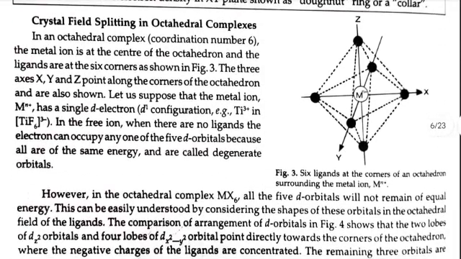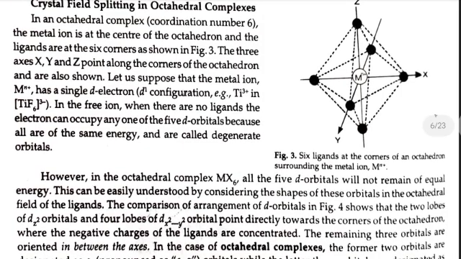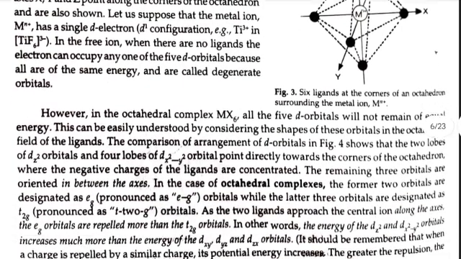Crystal field splitting in octahedral complexes. In an octahedral complex, coordination number 6, the metal ion is at the center of the octahedron and the ligands are at the 6 corners. The three axes x, y, and z point along the corners of the octahedron and are also shown. Let us suppose that the metal ion Mn+ has a single d electron. In the free ion, when there are no ligands, the electron can occupy any one of the 5d orbitals because all are of the same energy and are called degenerate orbitals.